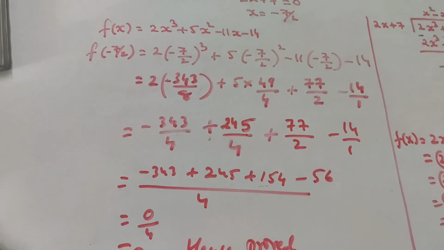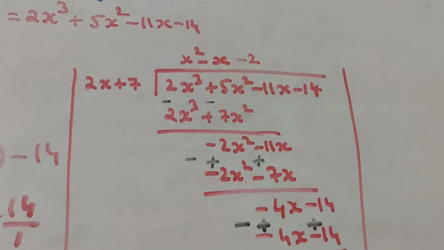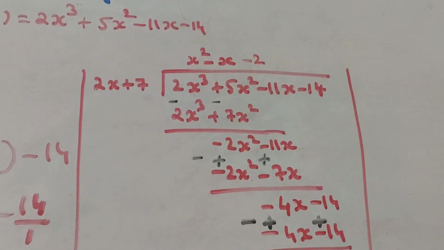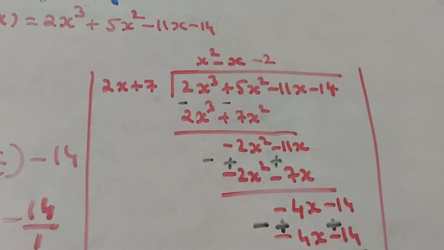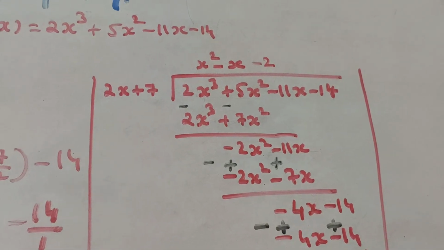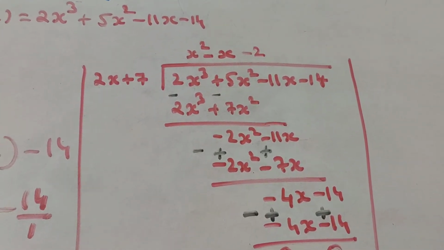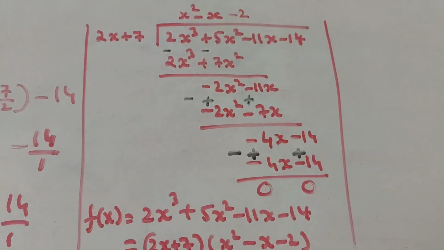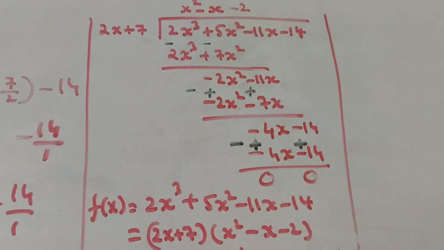So that means the first part is over. The second part is that we have to factorize. So we are factorizing by the division method. 2x plus 7 is the divisor and 2x cubed plus 5x squared minus 11x minus 14 is the dividend. We did this in the previous episode, so it is pretty simple. If you see it step by step, you will understand how it goes, and we get the remainder 0.